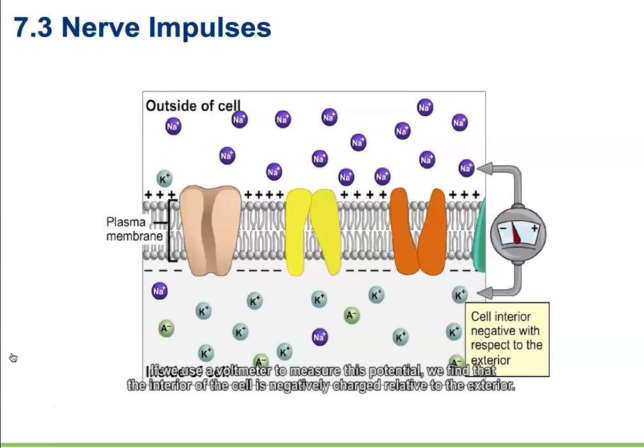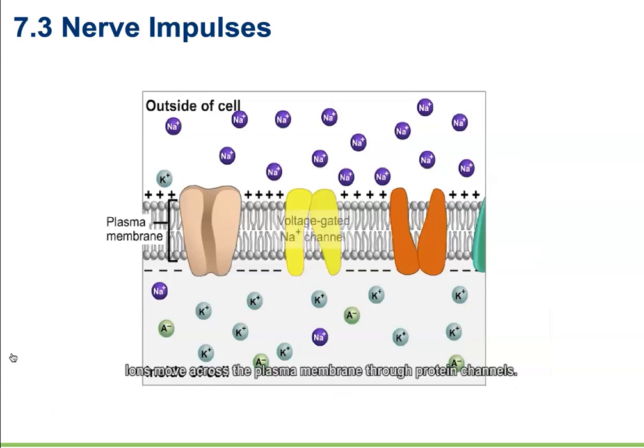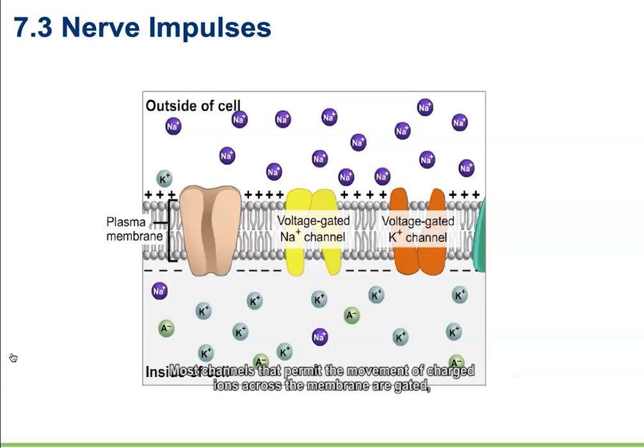If we use a voltmeter to measure this potential, we find that the interior of the cell is negatively charged relative to the exterior. Ions move across the plasma membrane through protein channels. Most channels that permit the movement of charged ions across the membrane are gated and remain closed in a resting neuron. These channels rebuff sodium and potassium ions that would otherwise move through the membrane.